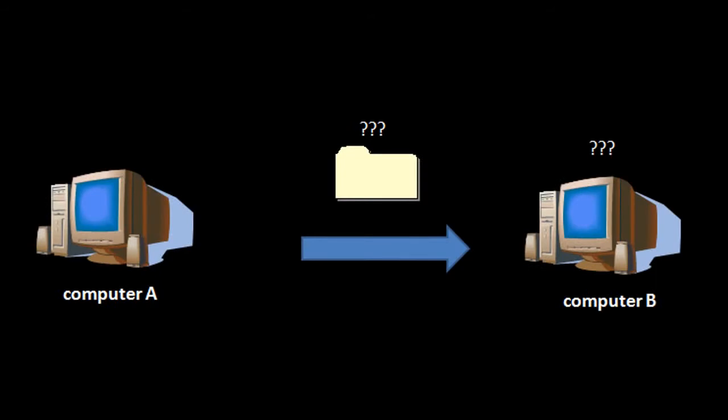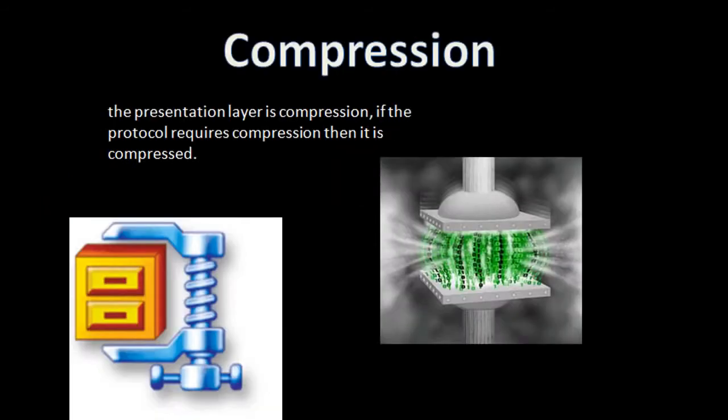For example, if computer A doesn't code a file type, there will be no way for computer B to know how to display it. But if computer A codes a JPEG, then computer B will have no problem reading this file. Also, another function of the presentation layer is compression. If the protocol requires compression, then it is compressed. On the receiving side, if the package needs to be decompressed to be read, then that happens on the presentation layer.